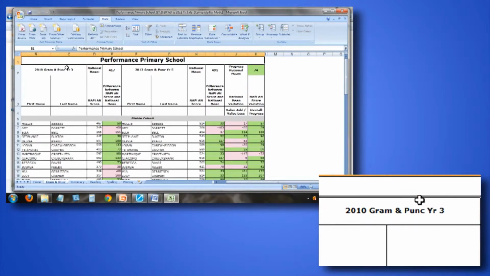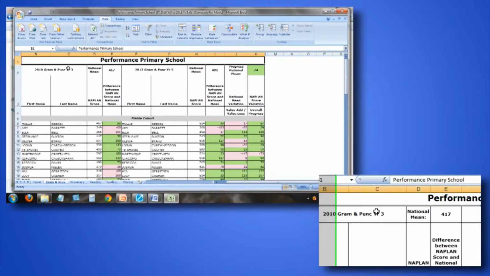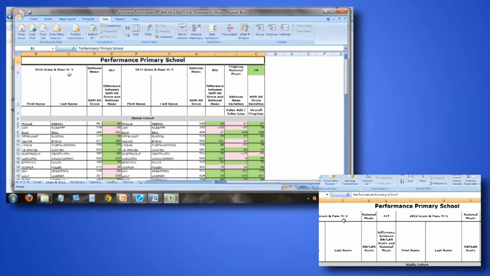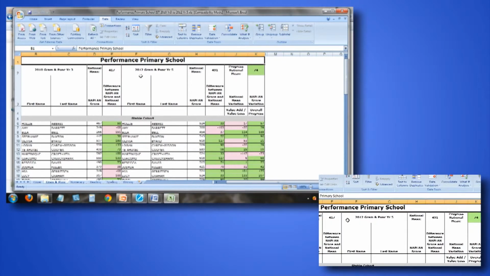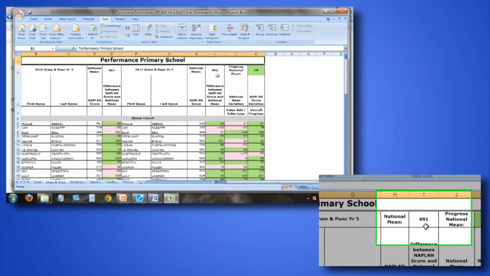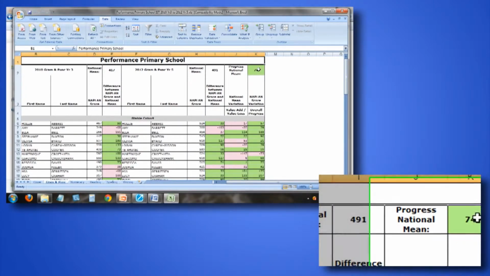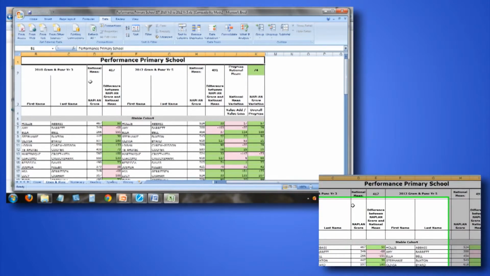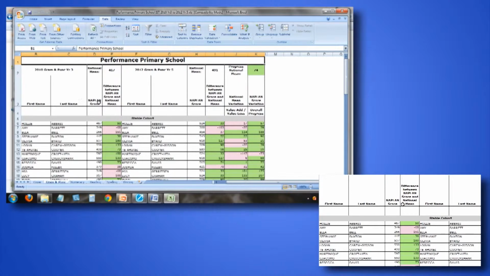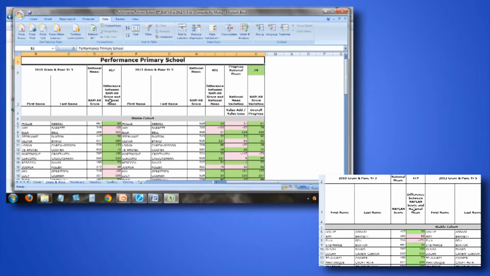On this side of the sheet is the 2010 Year 3s that did grammar and punctuation compared to the same cohort as Year 5s. The national mean in 2010 was 417, the national mean in 2012 was 491, which is a progress of 74 NAPLAN points. We have the first name, last name, the NAPLAN score, and the difference between the NAPLAN score and the national mean by student. So let's take an example of Holly Abassi.